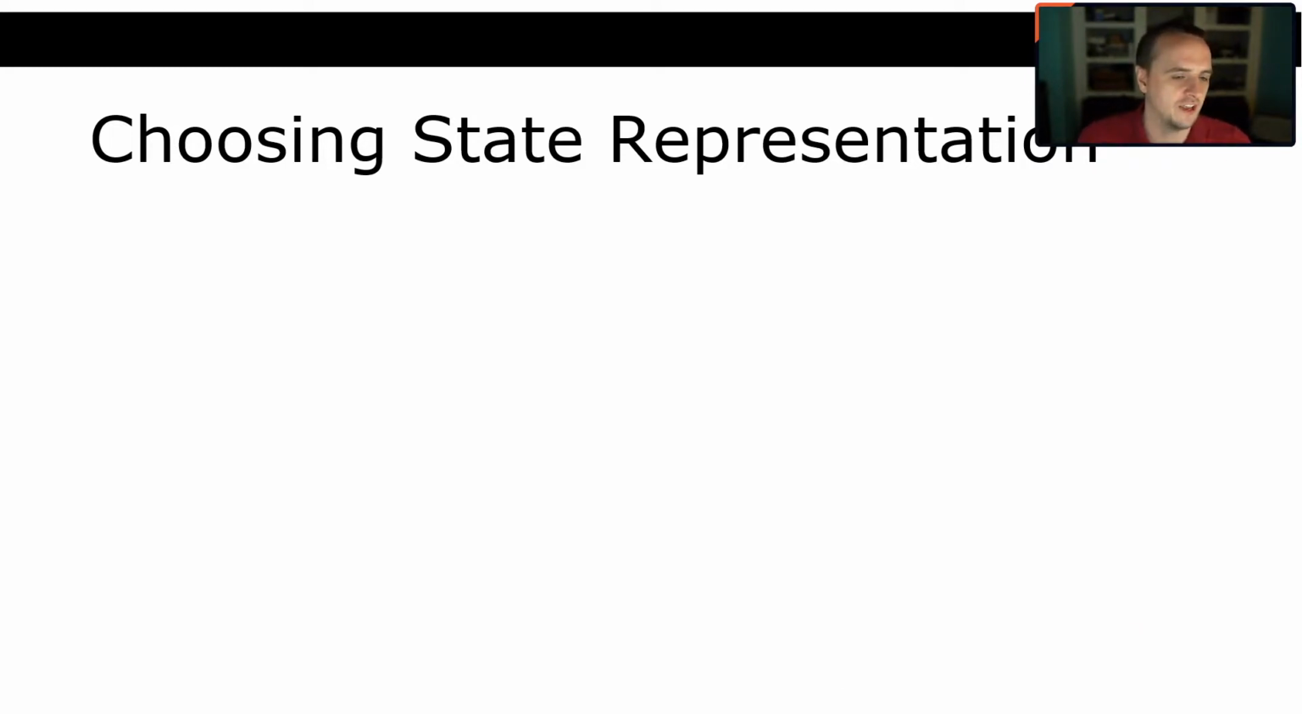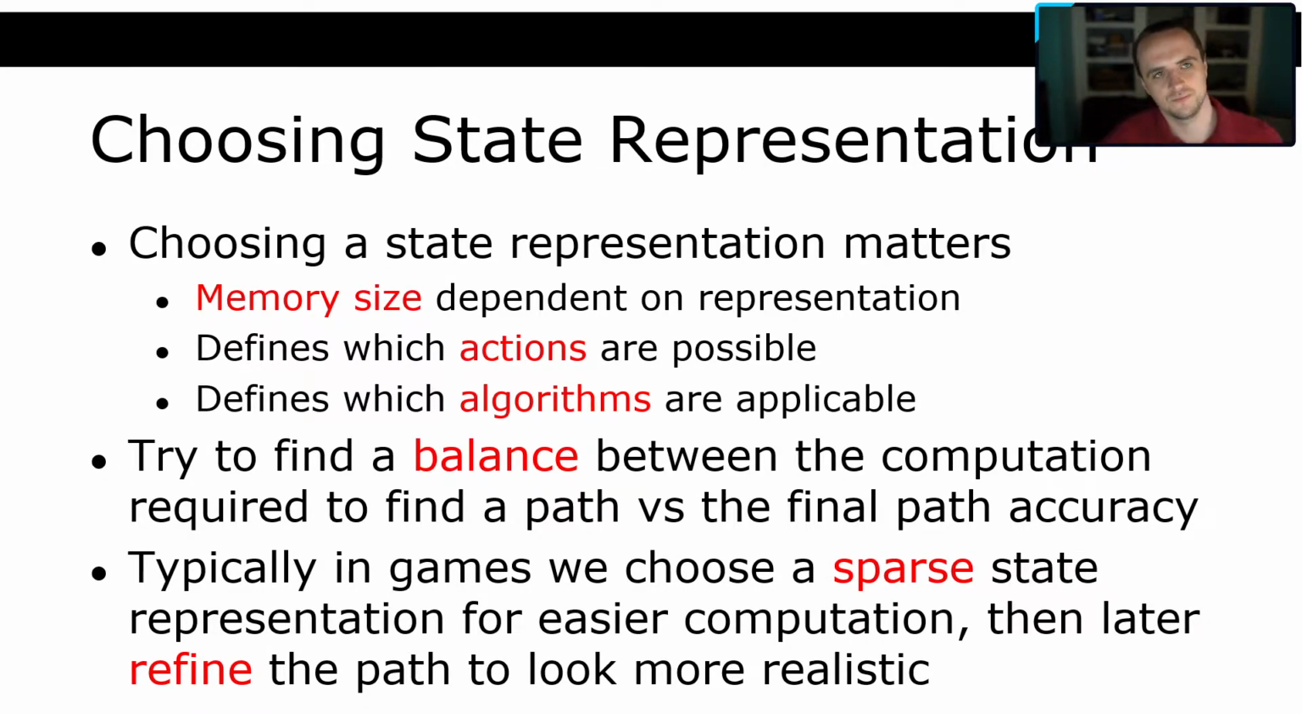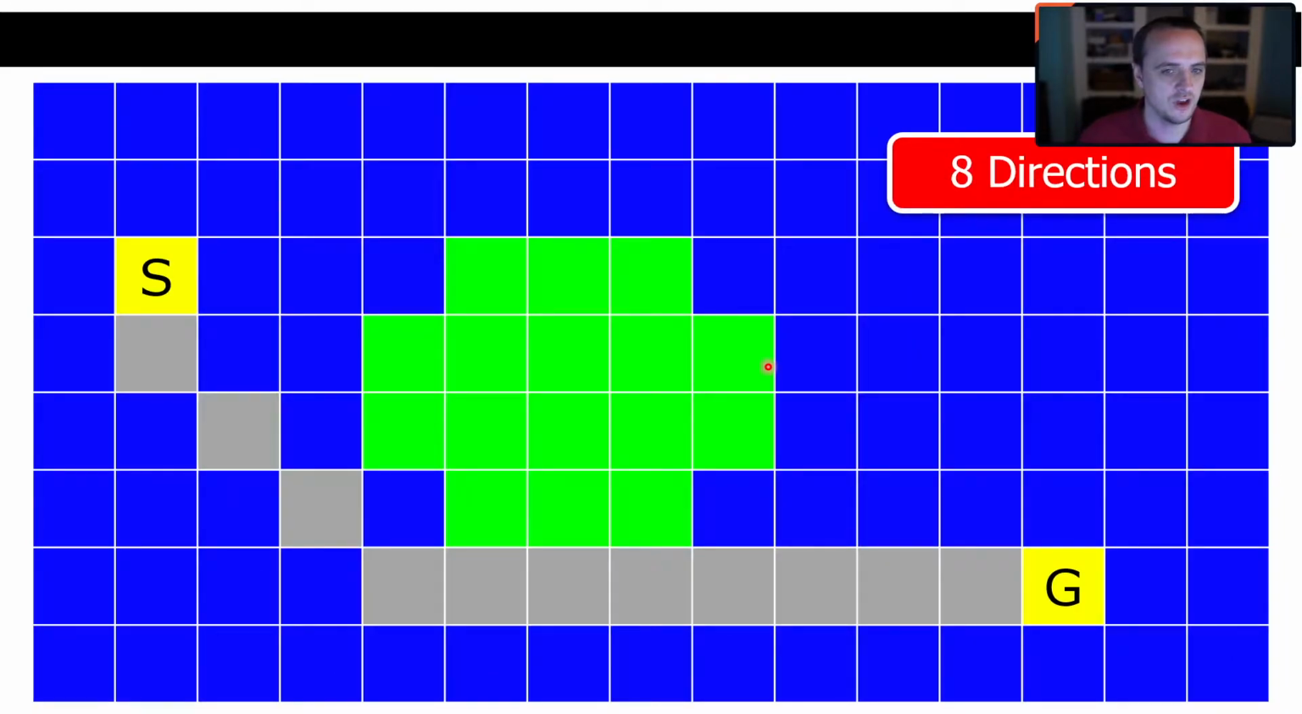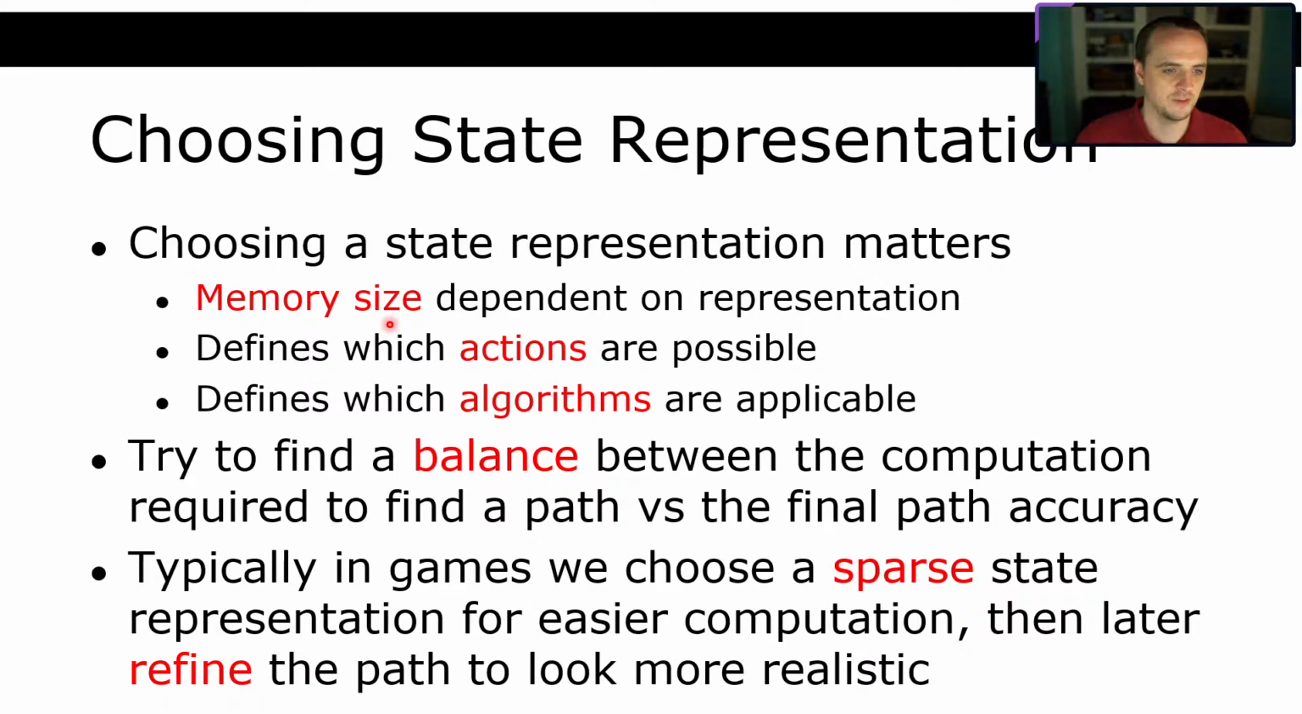How do you choose that state representation? Well, it matters a lot, right? Because the memory size, first and foremost, depends on the representation. You may not be able to store information about every single pixel in your state representation, but maybe you could store this number of polygons, for example. Or maybe if you have a grid, then your grid needs to have a certain maximum size because you can't store billions and billions of grid cells. So you've got to think about memory. And it also defines which actions are possible. And based on which actions are possible, it defines which algorithms are applicable to your space.